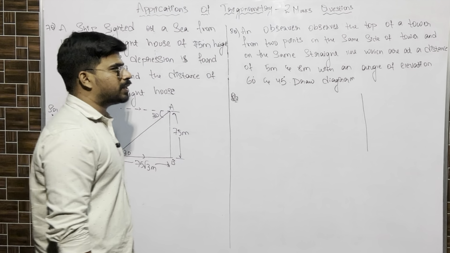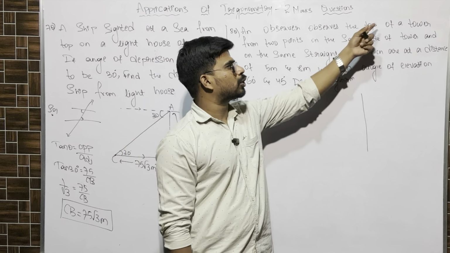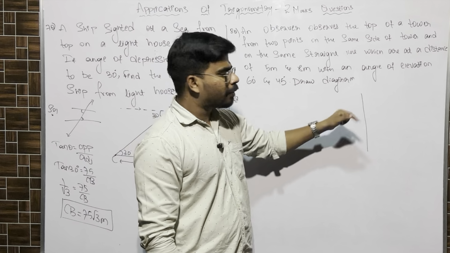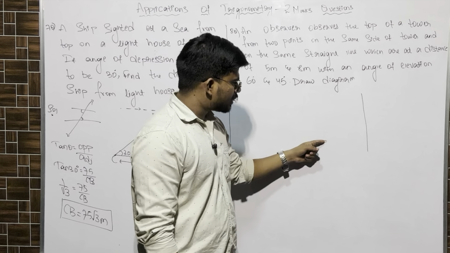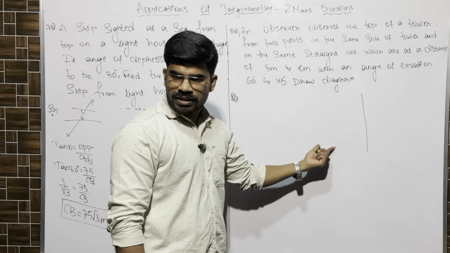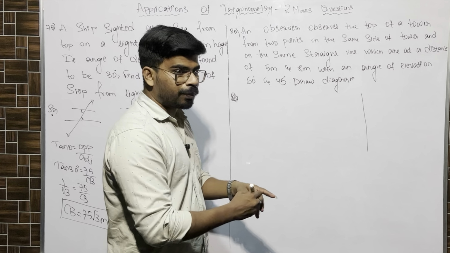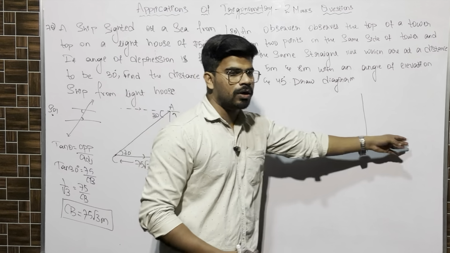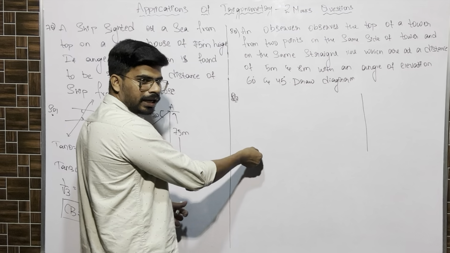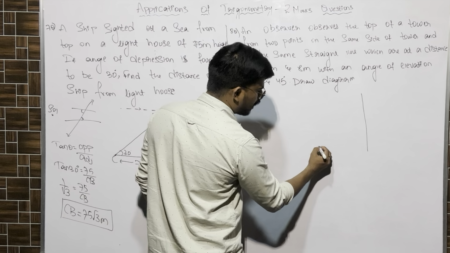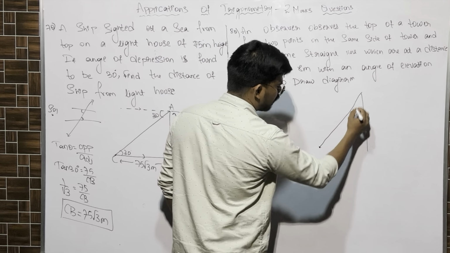An observer observes the top of a tower. A tower is there. To the top of this tower, an observer somewhere over here is standing and observing. He is standing at two different points. That means he can go to the other side also, no? That's why he clearly mentioned 2 points on the same side of the tower, and on the same straight line. On the same straight line, he is observing 2 points. For example, from here he is observing the top of the tower.